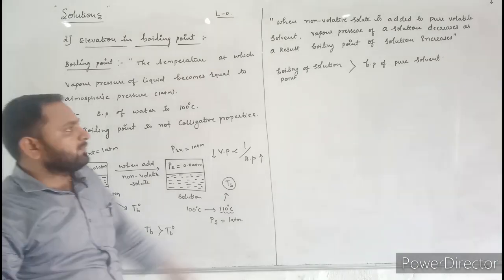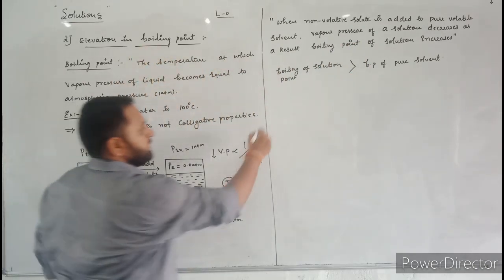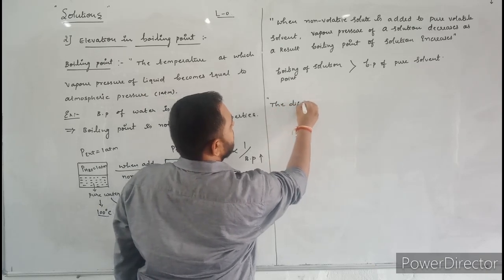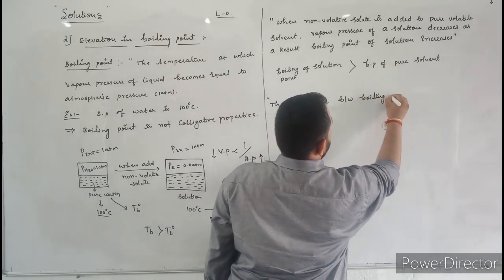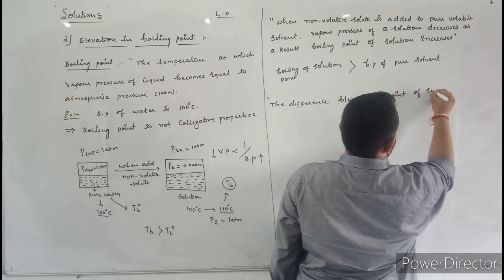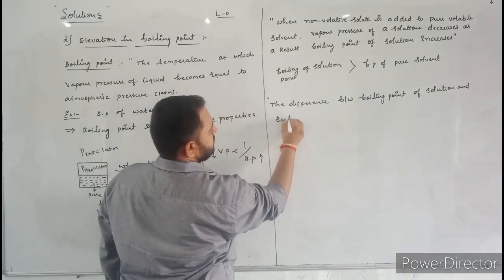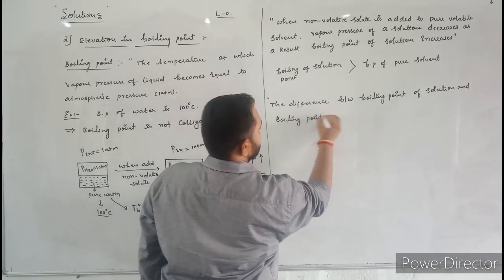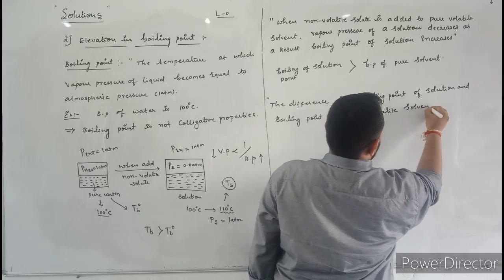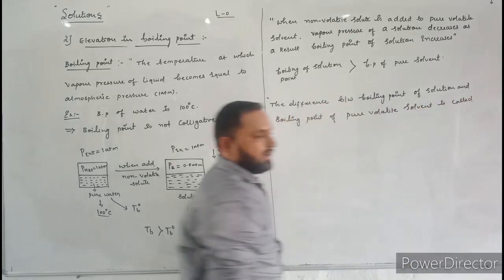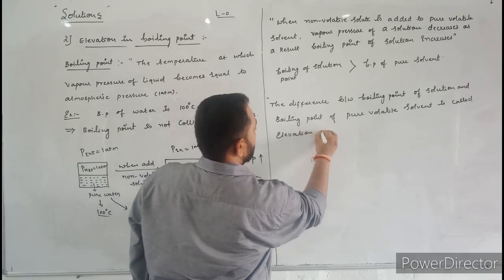Okay, the difference between the boiling point of solution and the boiling point of pure solvent is called the elevation in boiling point. Here I will write, the difference between the boiling point of solution and the boiling point of pure volatile solvent is called the elevation in boiling point.